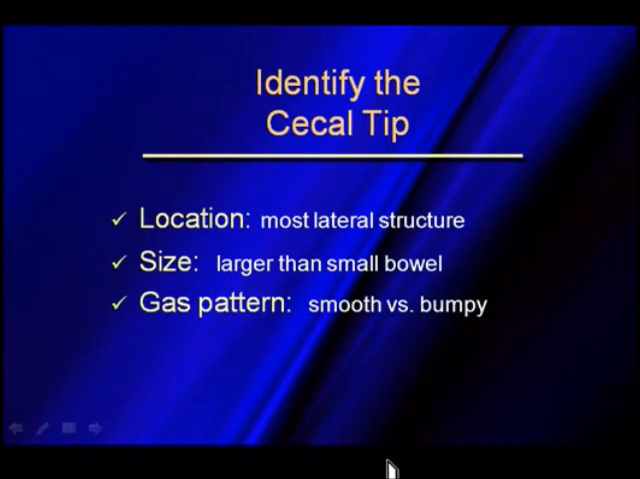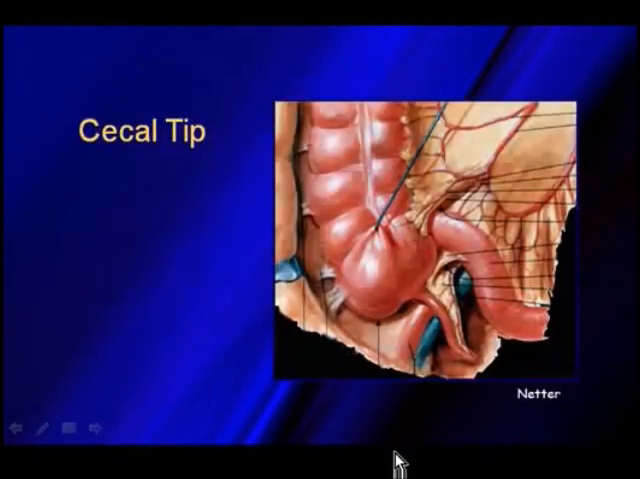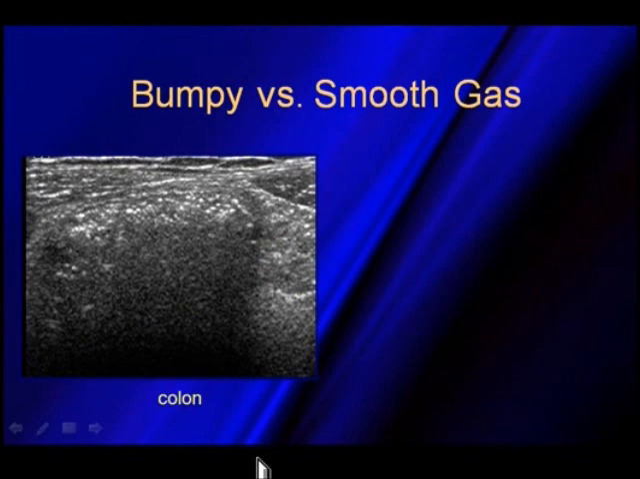So the first thing we're going to do, how do we identify the cecal tip? In location, it's going to be the most lateral structure that we're going to be scanning in the abdomen. If you look at the size of it, it's larger than small bowel. And when we look at the gas pattern, we're going to look for what's called a bumpy gas pattern when identifying the cecum versus a smooth gas pattern. So if we look at this Netter illustration, you can see that the colon comes down. This is your cecal tip. Your terminal ileum's coming in here, and then this is where the normal appendix is going to come off and kind of head in a medial approach looking at the cecum.